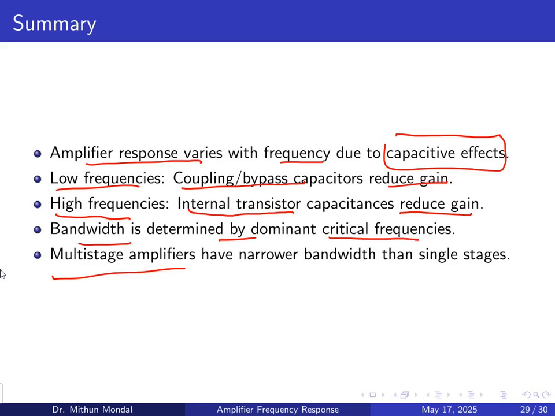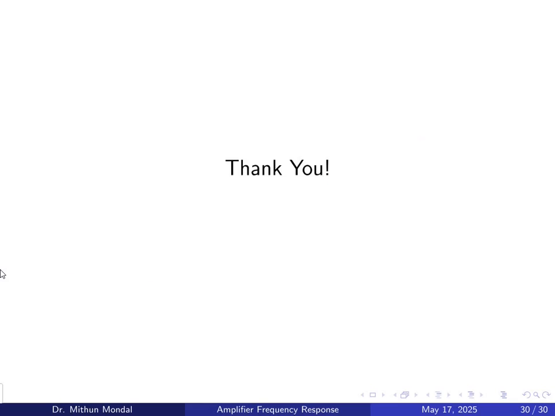Multi-stage amplifiers have narrower bandwidth than single stage. If you have a single stage, you have broader bandwidth. If you have a multi-stage amplifier, you have narrower bandwidth because of the factor square root of 2 to the power 1/n minus 1. So this completes our discussion on the frequency response of amplifiers.